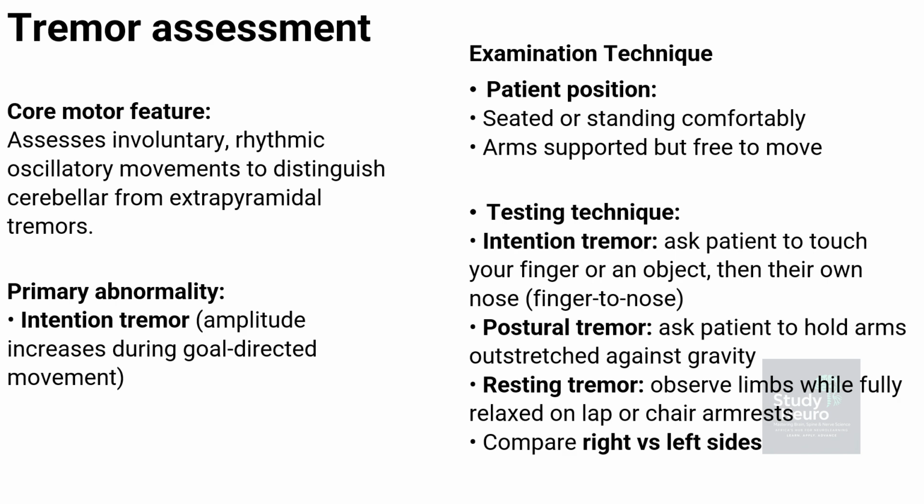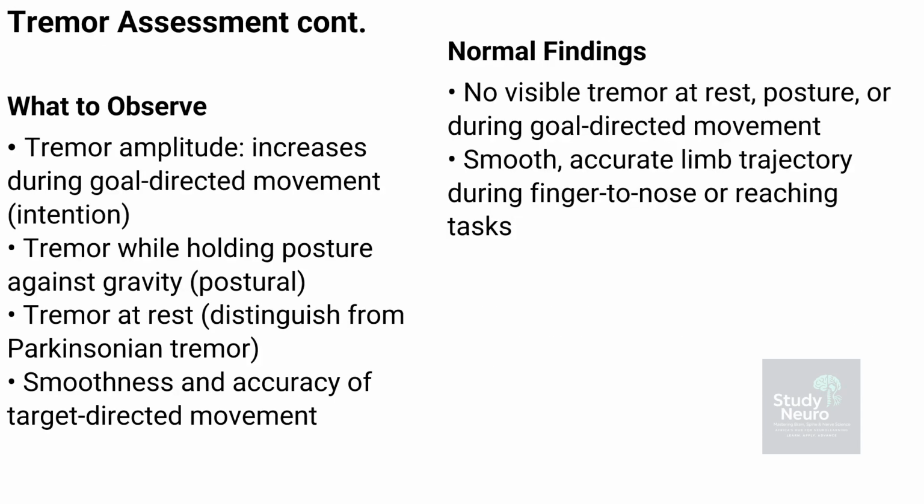Next, ask the patient to hold their arms outstretched. This allows you to identify any postural tremor. While mild postural tremor can be physiologic, asymmetry or associated incoordination should raise suspicion for cerebellar involvement. The most important step is to observe the patient during a goal-directed task, such as reaching for your finger and then touching their own nose. In cerebellar disease, the tremor emerges or worsens as the limb approaches the target. This increasing amplitude reflects impaired cerebellar control of movement precision and timing.